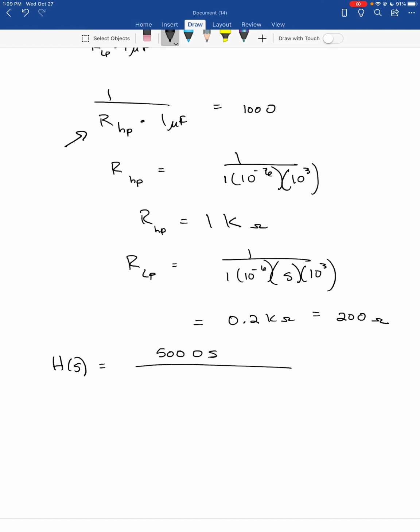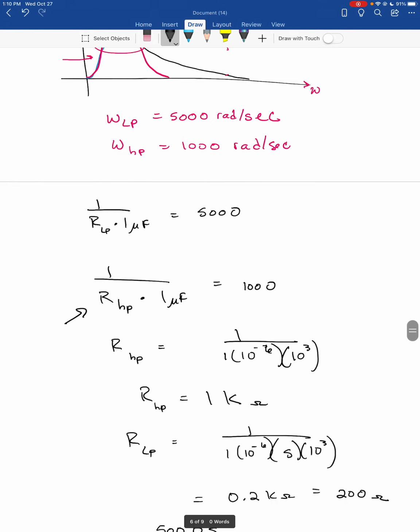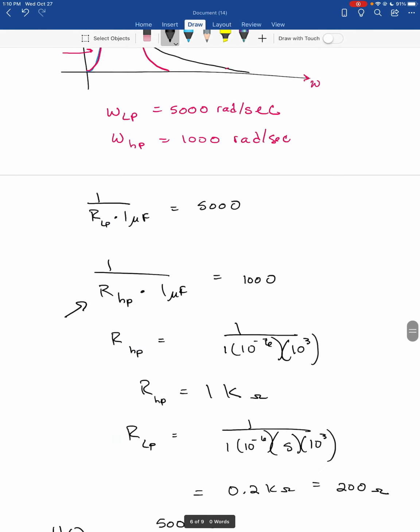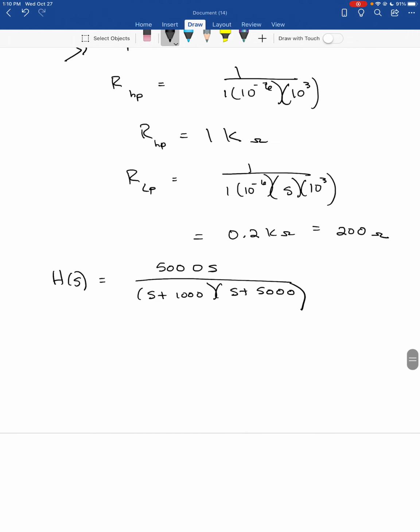So if we multiply those two together, this is what that looks like. Okay, so hang on. Yes, this is correct. Okay, so that's your transfer function.